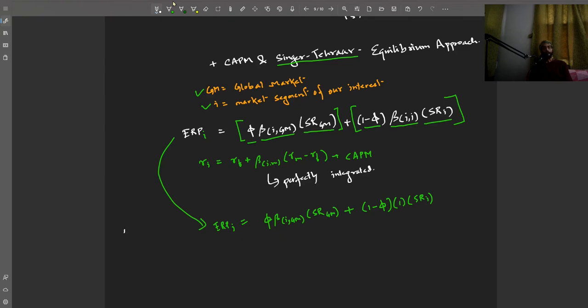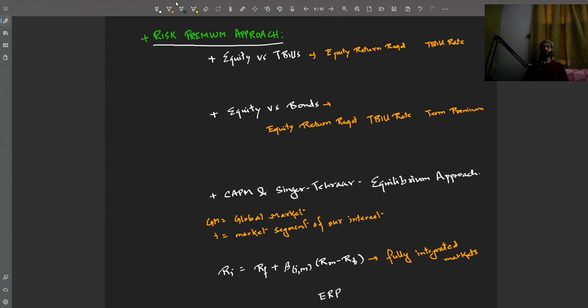Now beta of the market segment I with global market is given by the risk premium approach. So here we'll talk about three specific approaches. The first approach is the equity versus treasury bills approach. Here what you do is simply, you know your equity required return, let's say it's 15%. From that you subtract the current treasury bill rate. So let's say it's 3%. So your equity risk premium becomes 15 minus 3 or 12. So this is equity return required minus the treasury bill rate, simply put, right? This is the first way of doing it.